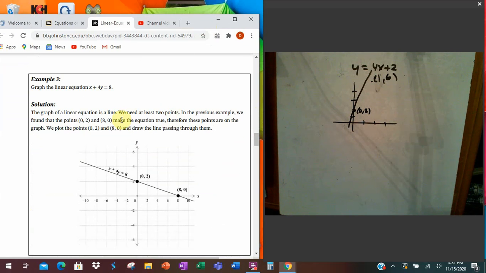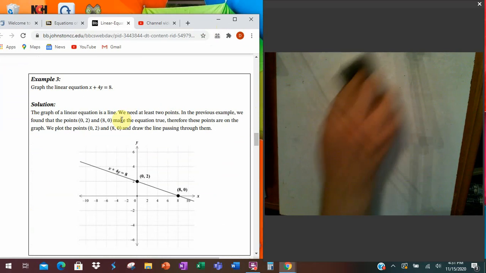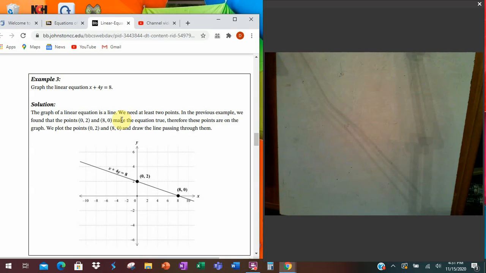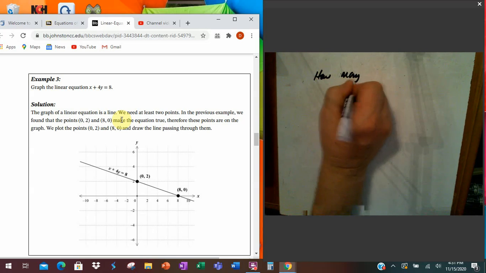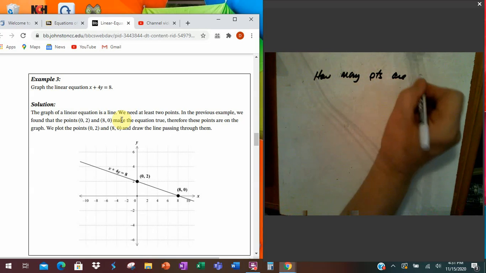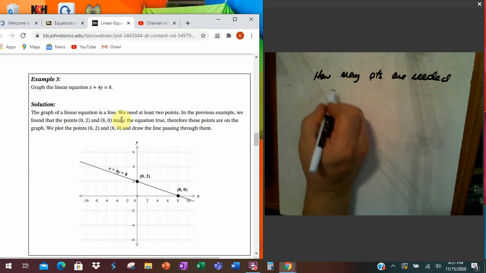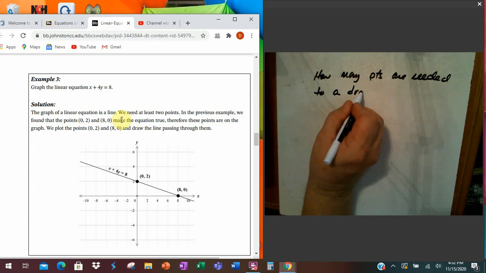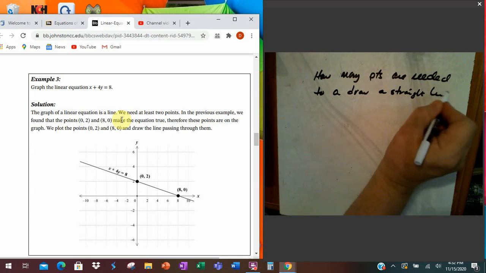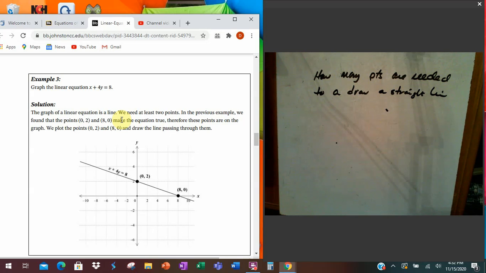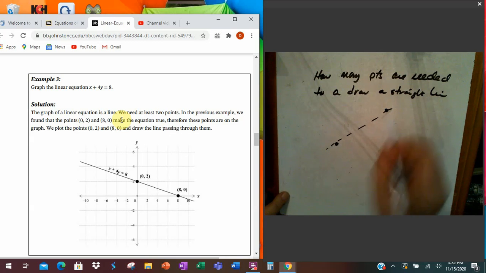So, graphing the equation. Here's your quiz: how many points are needed to draw a straight line? Well, me, a lot, because I have a hard time drawing a straight line to start with. But any 2 points determine a straight line. So if I've got a point here and a point here, and I get a straight edge, that's going to be on the straight line through there.